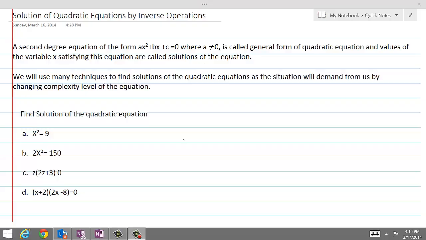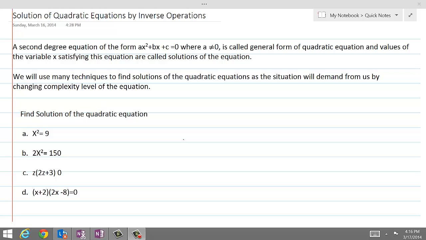Solution of quadratic equations by inverse operations. We create equations from real-life situations to solve problems by applying a series of mathematical operations on unknown values. We then apply inverse operations to find values of unknowns, called solutions of equations. In this lesson, we are going to apply inverse operations to find solutions of equations where it is possible.